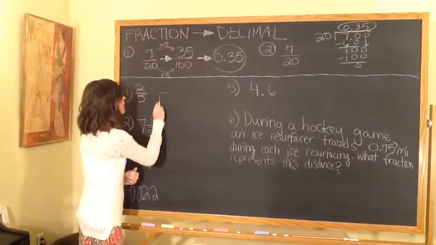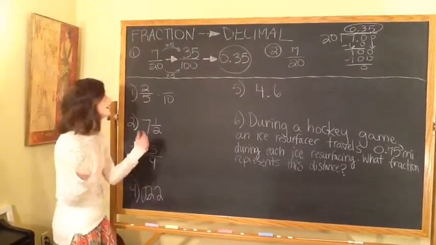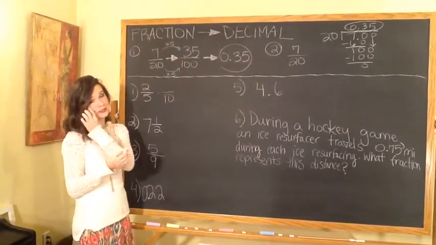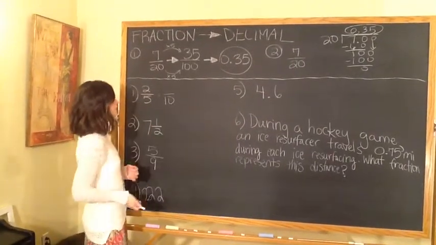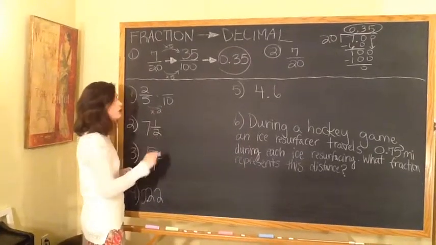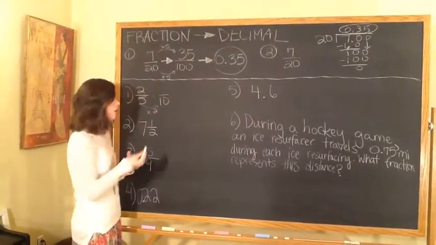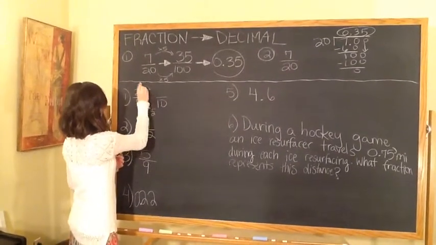So I'm going to want to go ahead and make a 10. Some sort of 10. It could be 10, 100, 1,000, 10,000, anything that goes with the decimal place values. So this would be the first decimal place value. So in order to get to 10, I'd have to multiply by 2. And if I do that to the denominator, I have to do that to the numerator as well, to keep it proportional, the times 2.